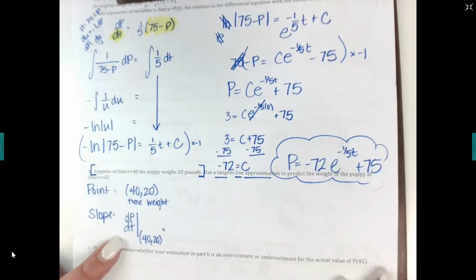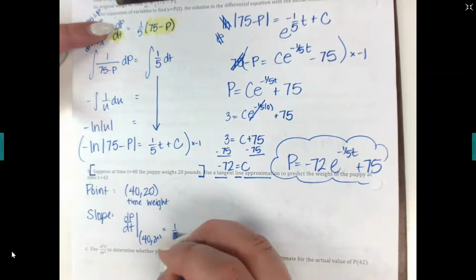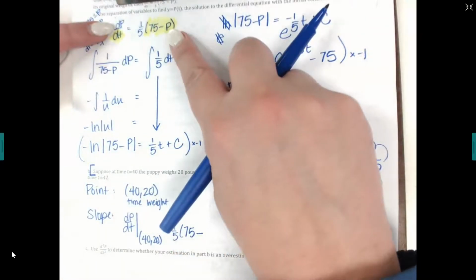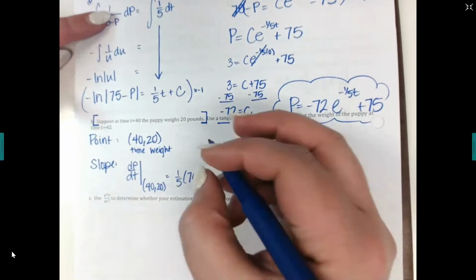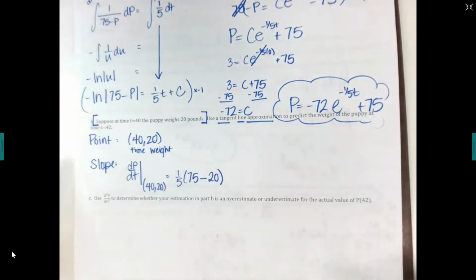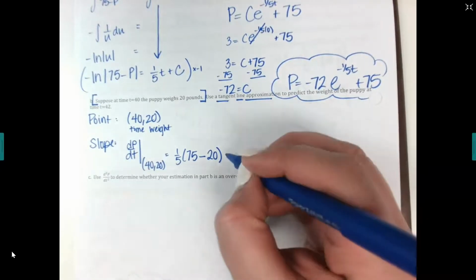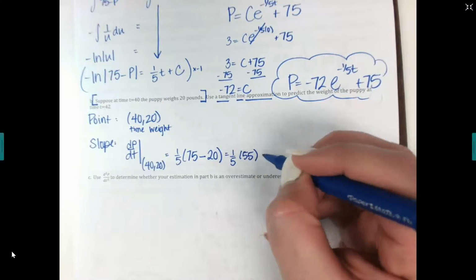And then remember, we have our dp dt right here. So I would do a fifth, 75 minus, and then what will I plug in for my letter P? Will I use the 40 or the 20? 20, because that's the puppy's weight. That's the P. Does that make sense? Remember, P is kind of like your Y. So I'm not going to use the 40. I'm only going to use the 20. What is 75 minus 20? 55. And what is a fifth of 55? 11.